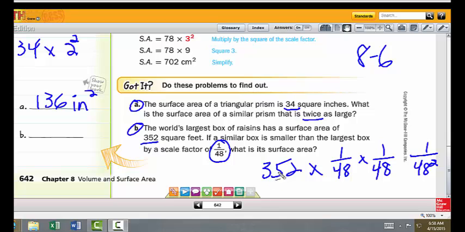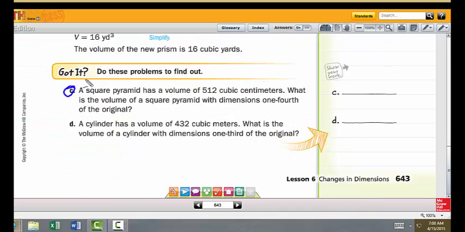And of course, then that's going to be 352 over 48 squared. 352 divided by 48 squared, you should get 0.15 square feet. If you left it as a fraction, which I seriously doubt anybody did, but if you did, it would be 11/72.